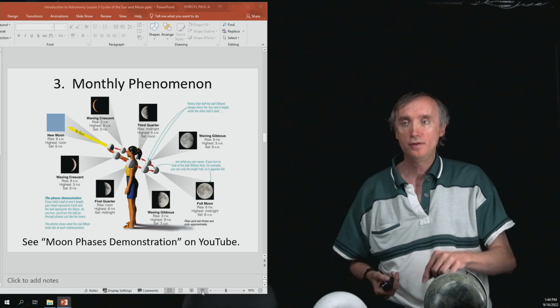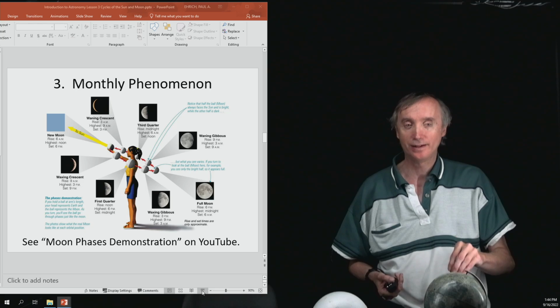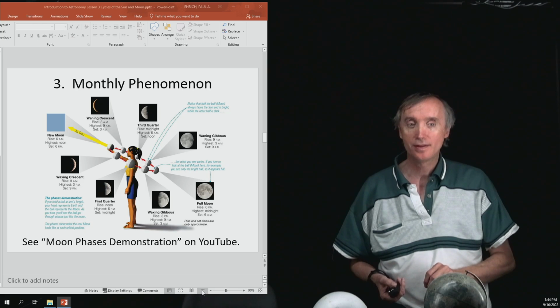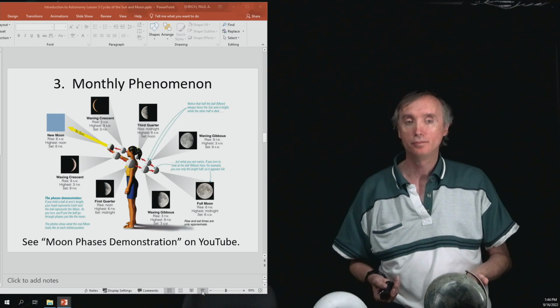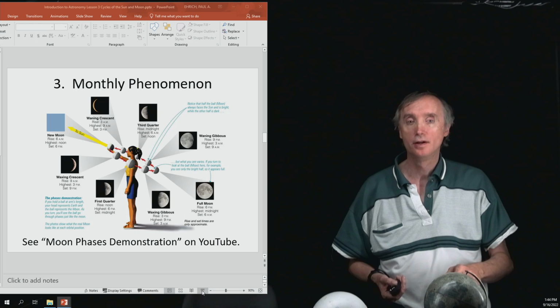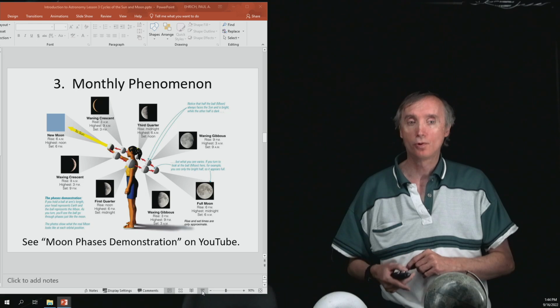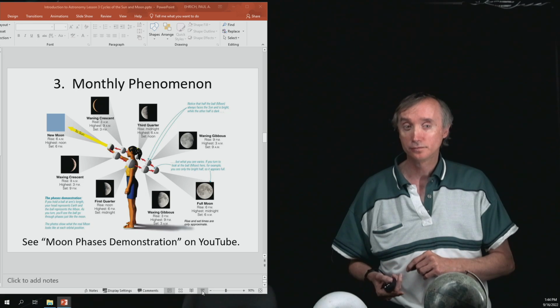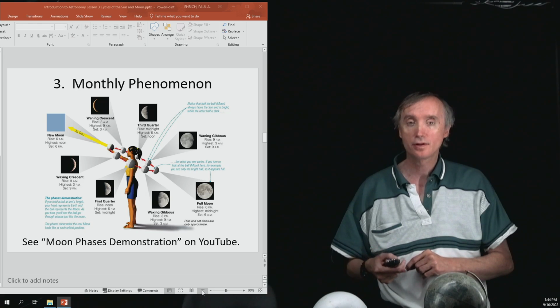So in the previous segment we were talking about daily phenomenon and said that it was caused by the spin of the Earth. So this time, what is it that's causing the phases of the moon? It's not the spin. This time it would be the orbit of the moon as it goes around the Earth.